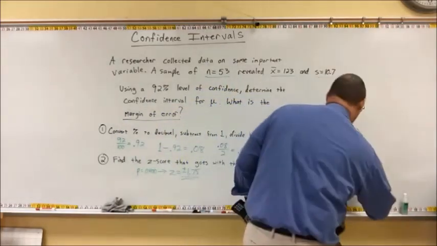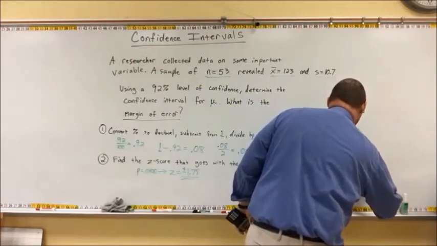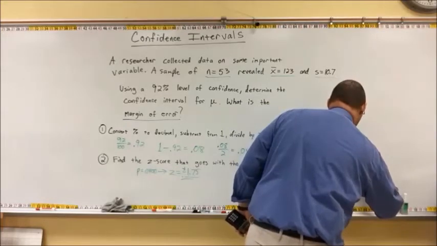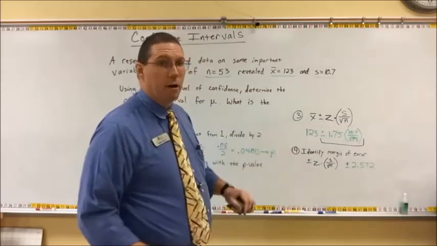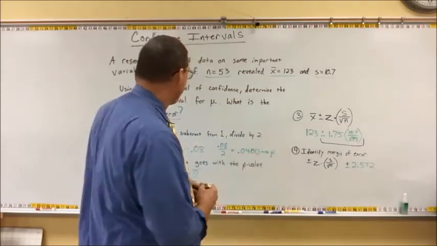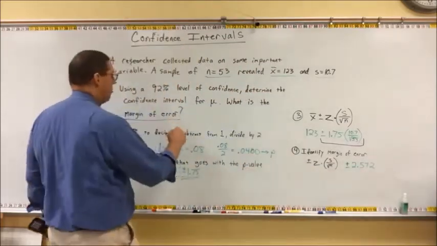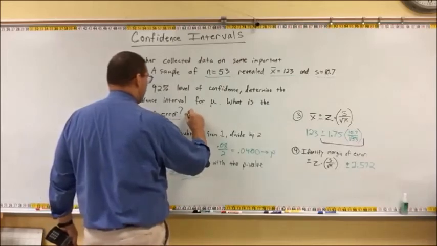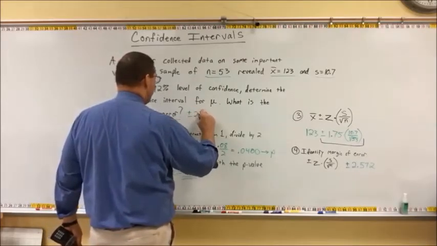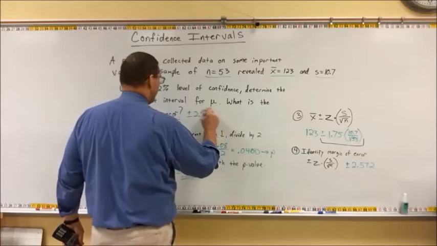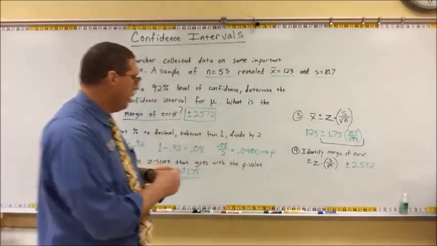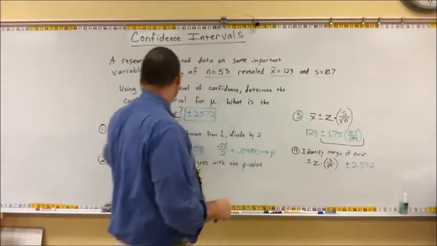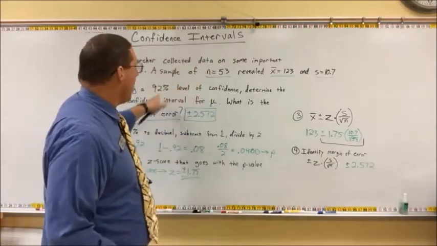So, plus or minus 2.572. That is the margin of error. Plus or minus 2.572. So I'm going to come over here. What is the margin of error? Well, that's plus or minus 2.572. That's a part of my answer here, right? Because the question says, what is the margin of error? Okay, good. And now the question said, well, what is the confidence interval?